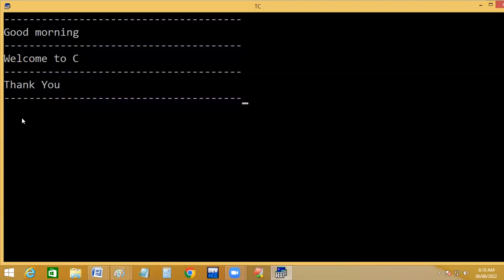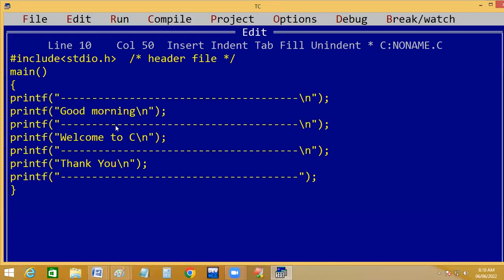Now how many horizontal lines and how many text lines? Same to same. Okay, now I need a small clarity on this. How many times have I created the horizontal lines? I have created 4 times, or I have used 4 times. I need a clarity from everyone. I have created 4 times. I have used 4 times.